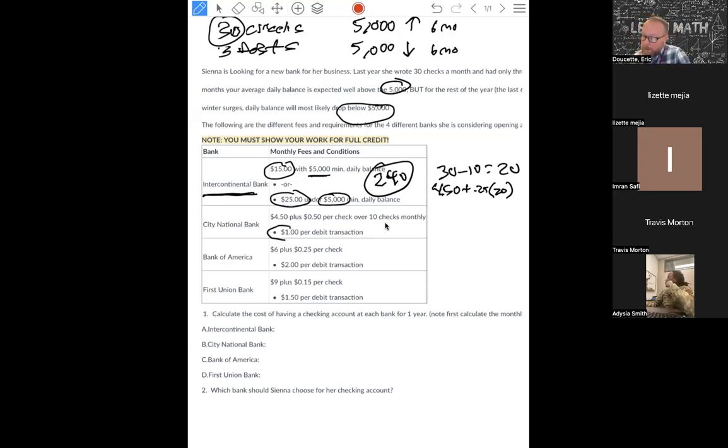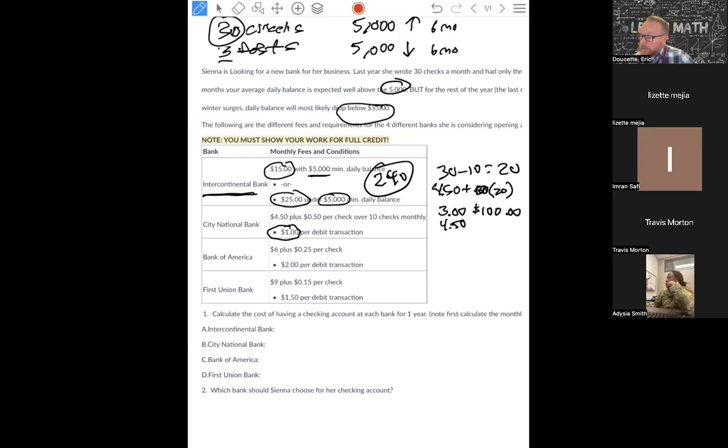And then $1 for every debit that she makes. She only makes 3 debits per month. So that's going to be $3 a month for debits. And then if I do $4.50, and then 50 cents for every check, I'm sorry, not 25 cents. It's 50 cents. My bad. For every check over 20 is another $100, not right.